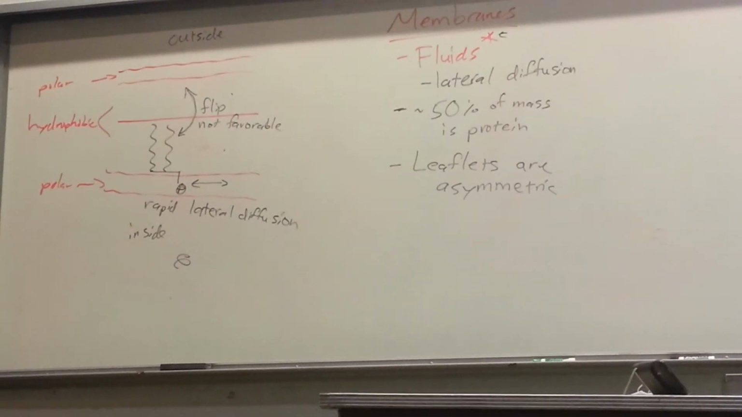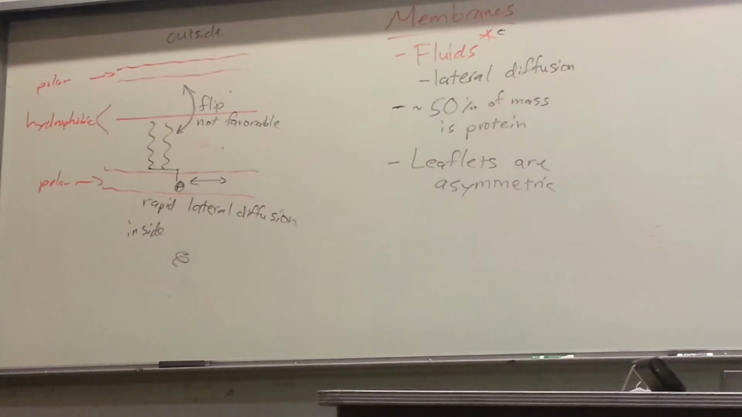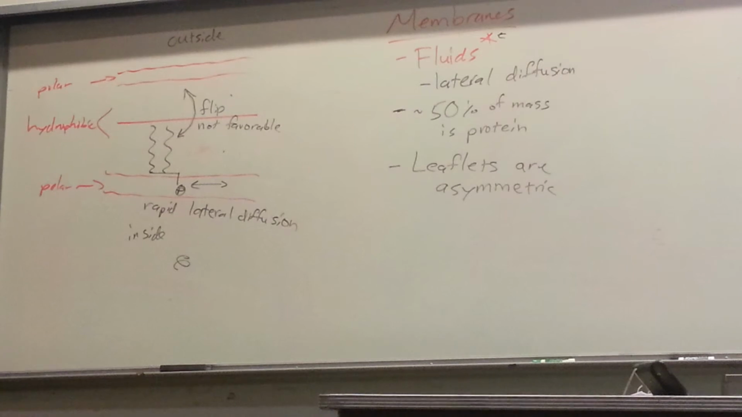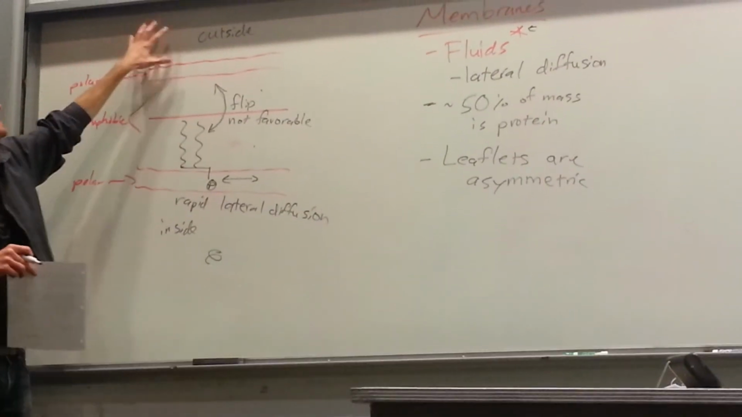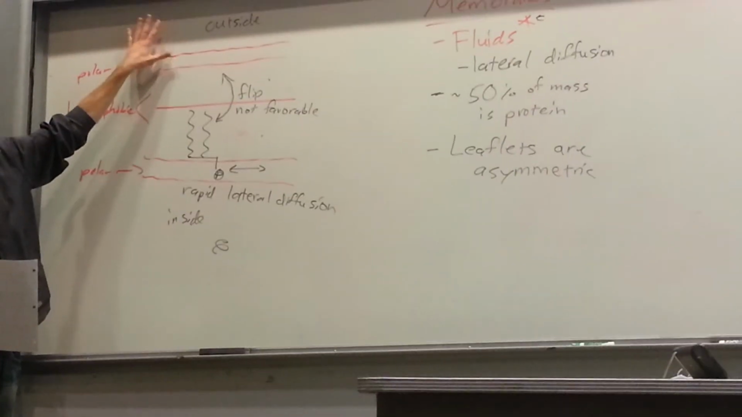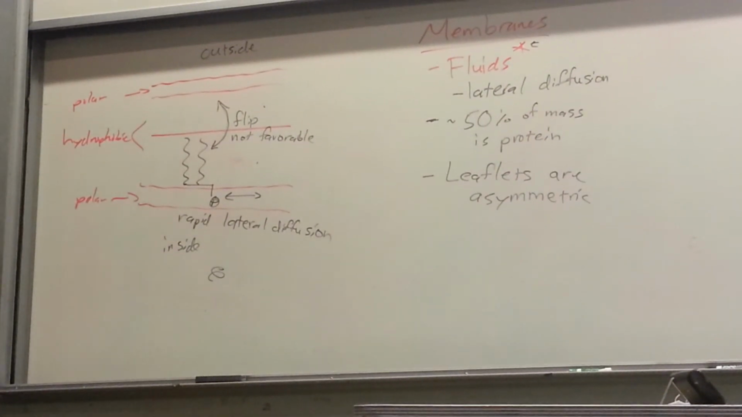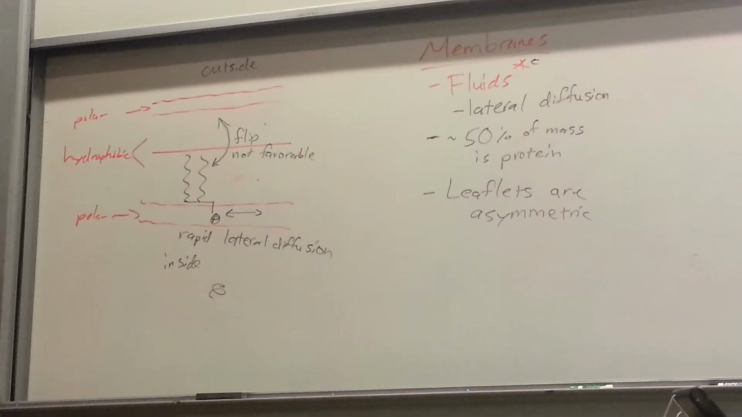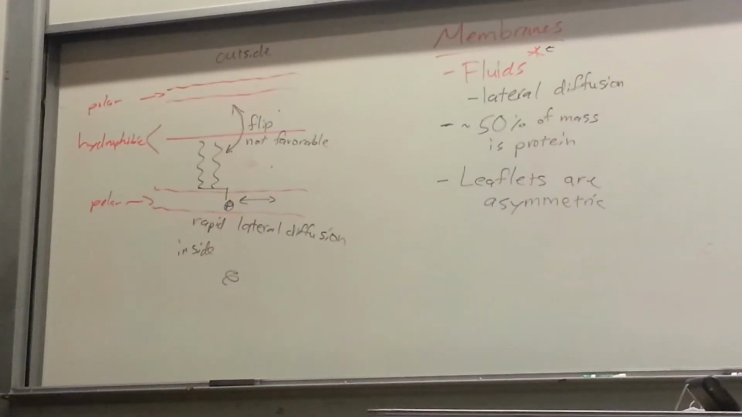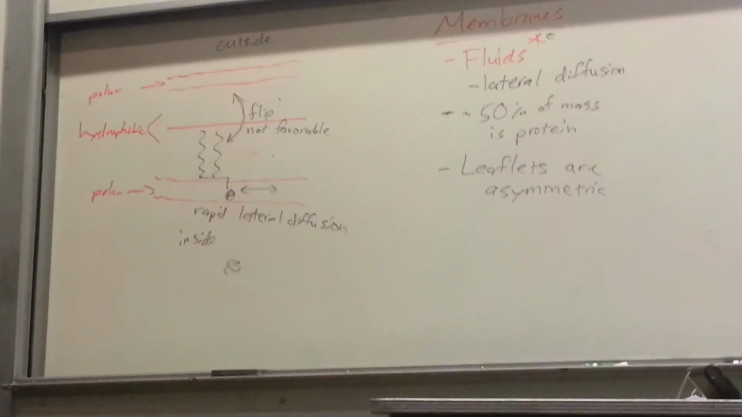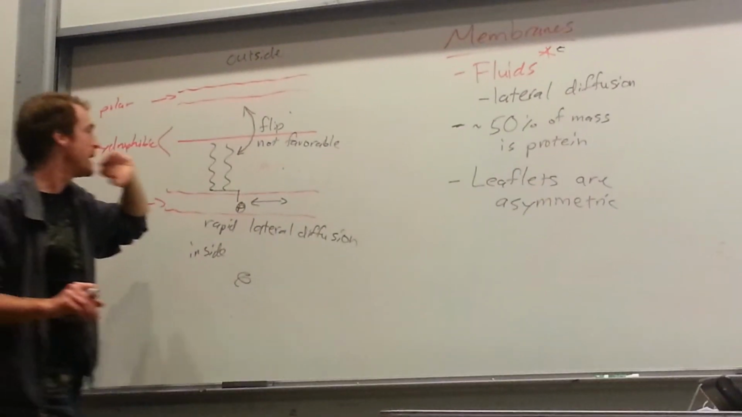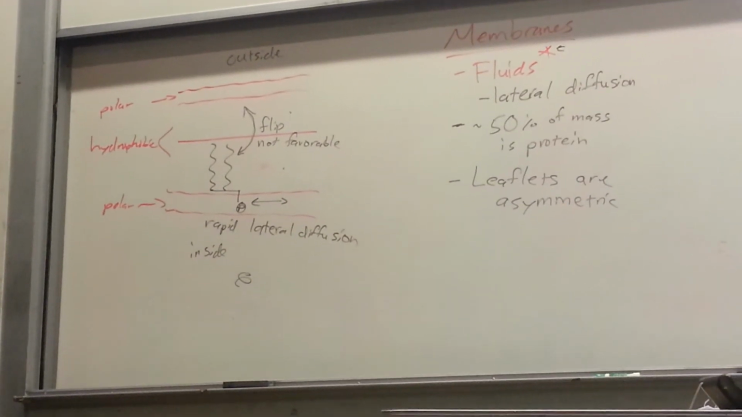These differences could be in the head groups, it could be in the proteins. One important difference that you are probably familiar with is glycosylation in eukaryotic cells. The glycosyl groups are only presented to the outside of the cell. They're not presented to the inside. So that's one way in which they're asymmetric. We'll talk about many more on Monday. The leaflets are asymmetric, and this is important because it allows the cell to tell the difference between the inside and the outside. That's important.